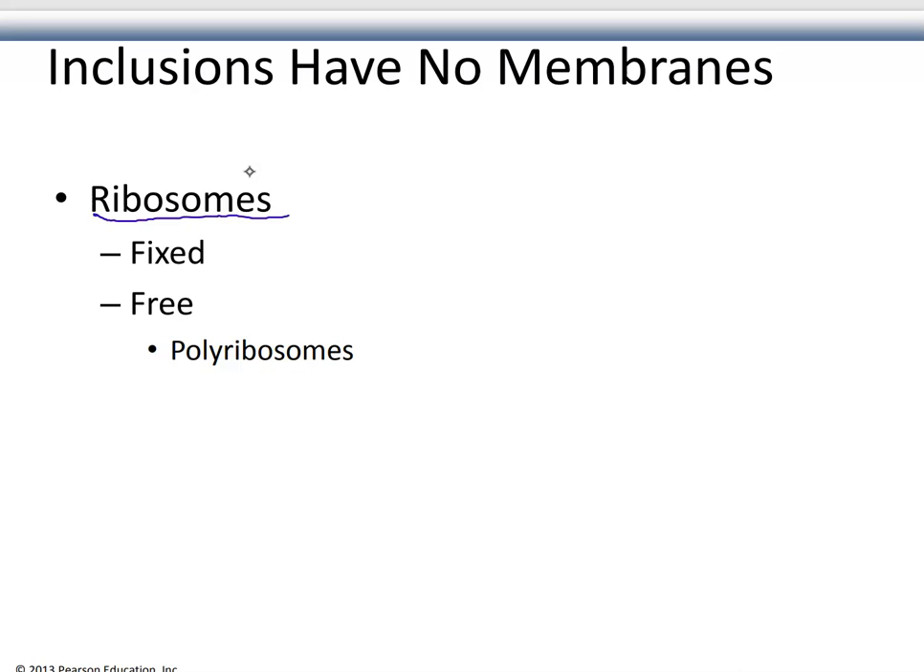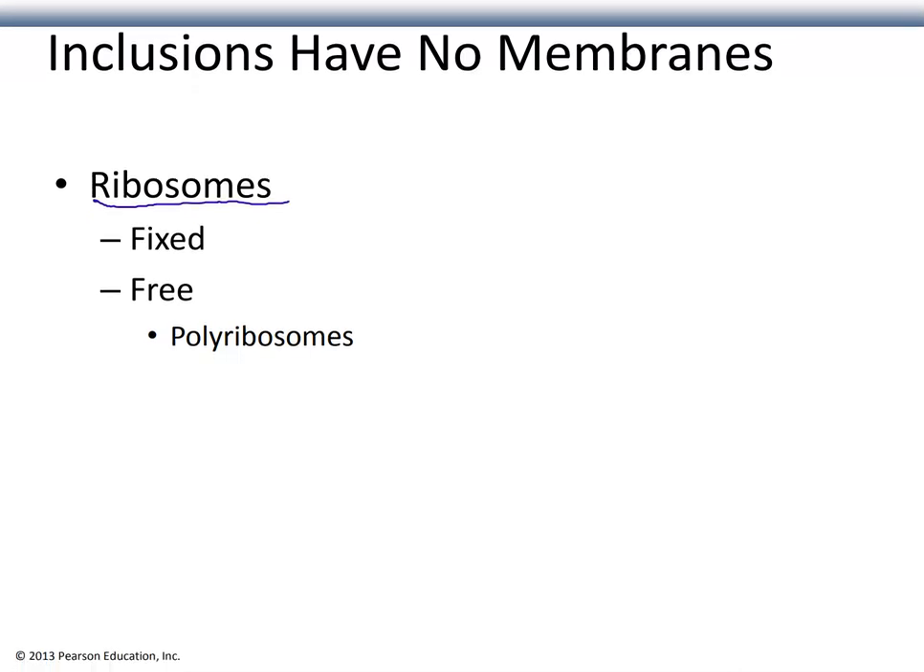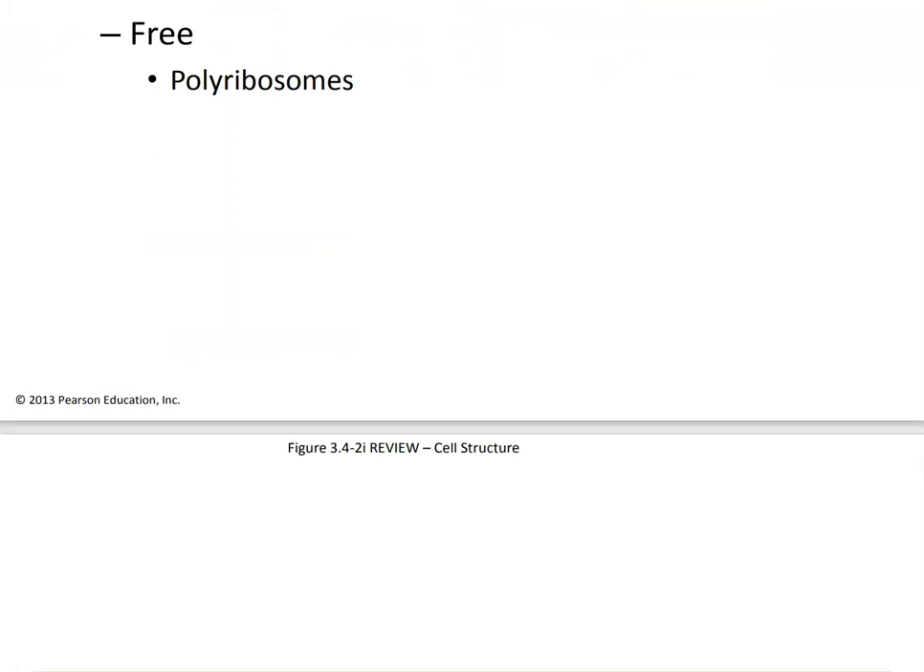Most ribosomes, they are fixed. They're sitting on top of the endoplasmic reticulum, making it the rough ER. And we have some free ones as well. They can also form polyribosomes, but we will talk more about the ribosomes when we do protein synthesis.